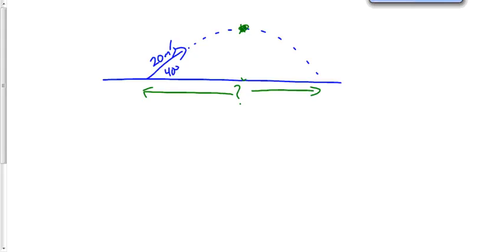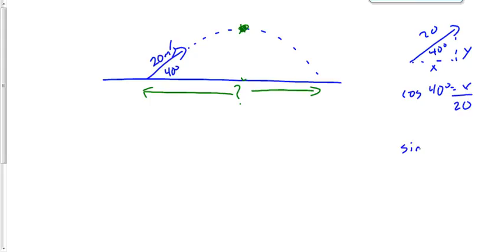All right, let's have a look, guys. First thing we see is a funny angle. We want to get rid of that funny angle. So let's take that up here, 20 meters per second. We got an angle of 40 degrees inside the triangle here. This is X, this is Y. We'll say cosine 40 degrees is equal to adjacent over hypotenuse, and we'll say sine 40 degrees is equal to opposite over hypotenuse.